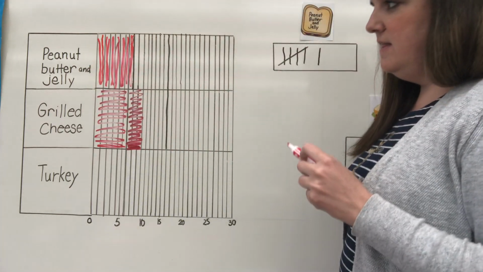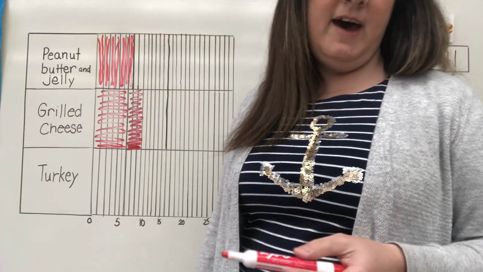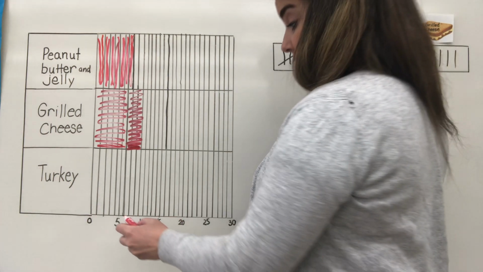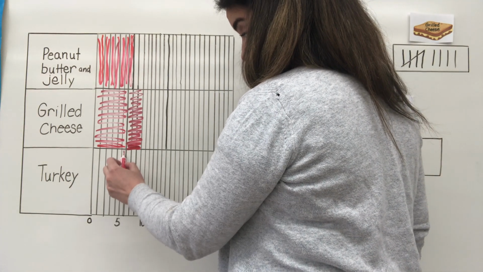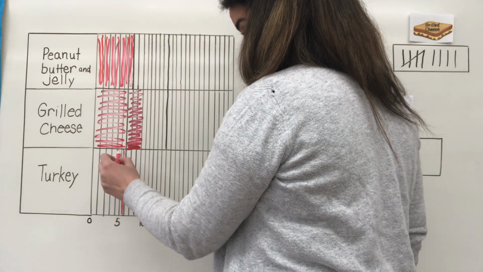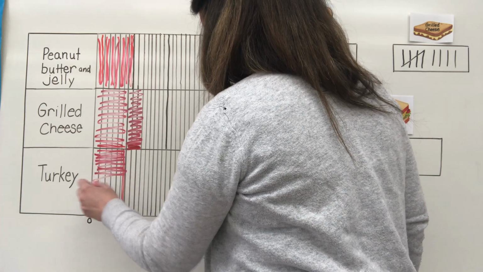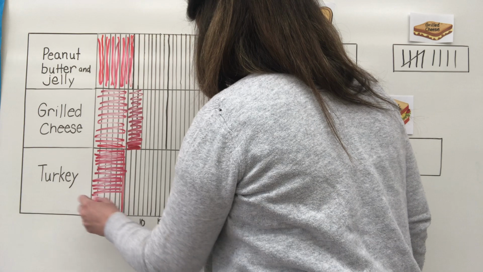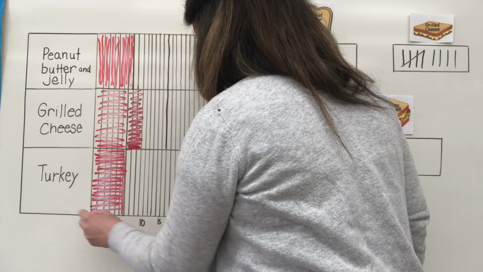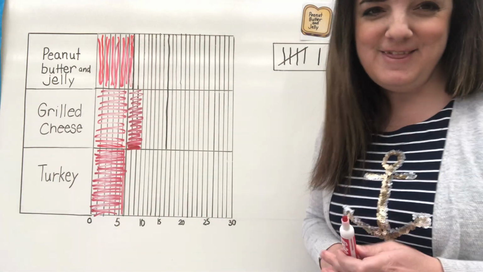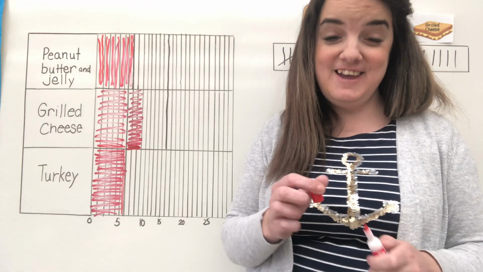Okay? And then there were 5 that liked turkey. So we're going to fill it all the way up to number 5. And then we can go over like so. I know you'll have more time to make it prettier than Miss Williams did, but do you get the idea?